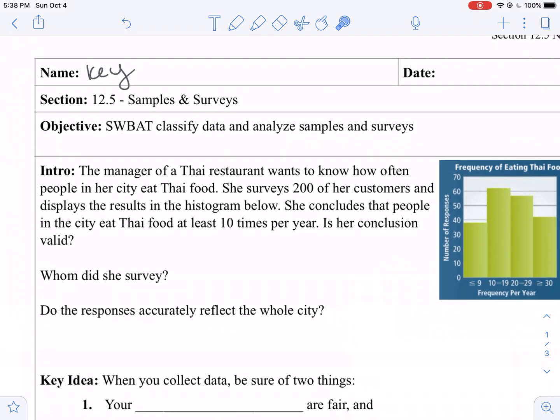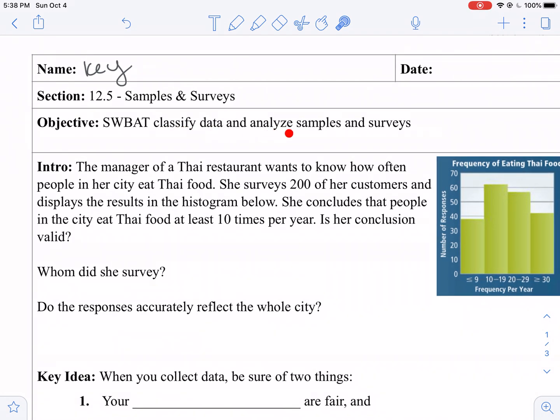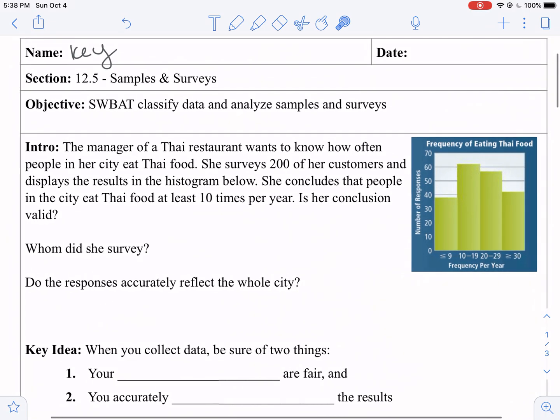By the end of the day, you will be able to classify data and to analyze samples and surveys. What this means is you'll be able to do something like this. You have a situation where a manager of a Thai food restaurant wants to know how often people in her city eat Thai food. So she surveys 200 of her customers and displays the results in the histogram over here. She concludes that the people in the city eat Thai food at least 10 times per year.